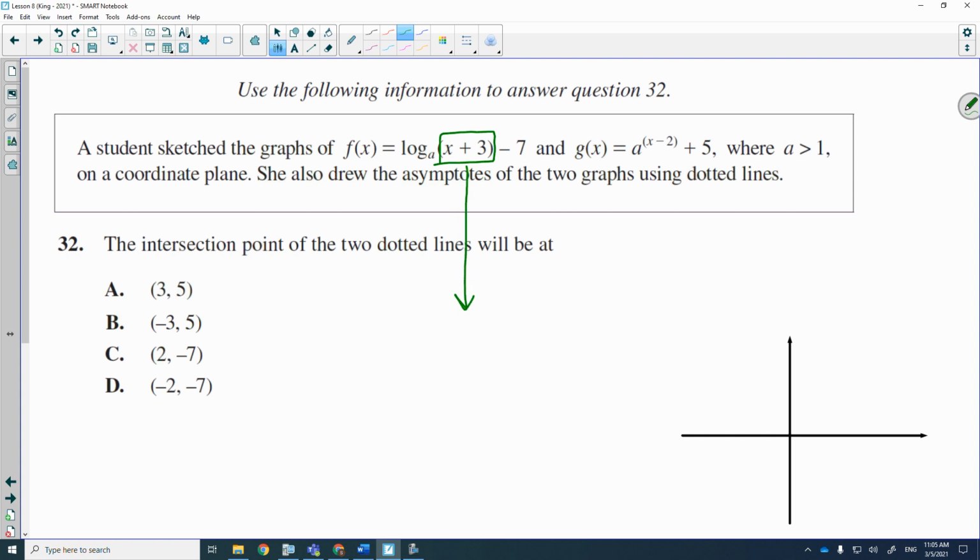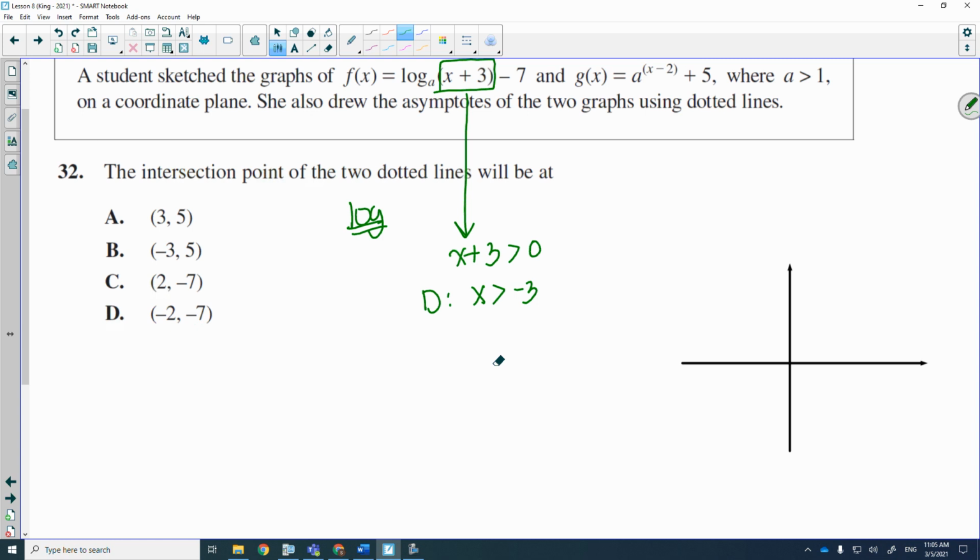If it's a log graph, the argument must always be greater than 0. X is greater than negative 3. That's the domain of this graph. But they want the asymptote. So you have to remember that a log graph has a VA. So VA at x is equal to negative 3.